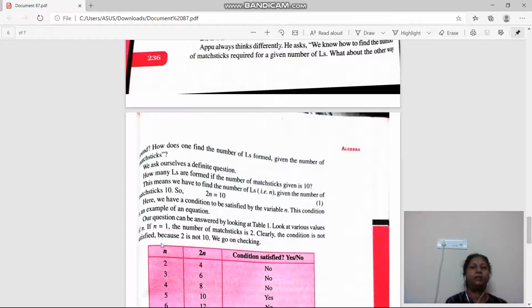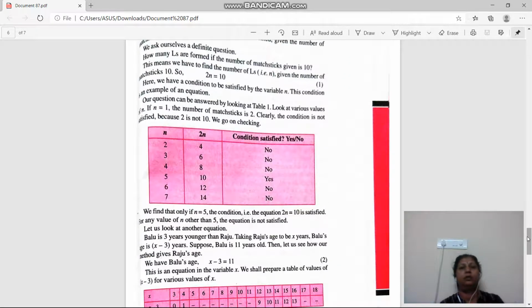Look at the various values of n. The number of matchsticks is 2. Clearly the condition is not satisfied because 2 is not 10. So go on checking. Our equation is 2n is equal to 10. So we have to put the values of n starting from 2. First of all put 2 as n. Then 2 twos are 4. Are 4 and 10 equal?